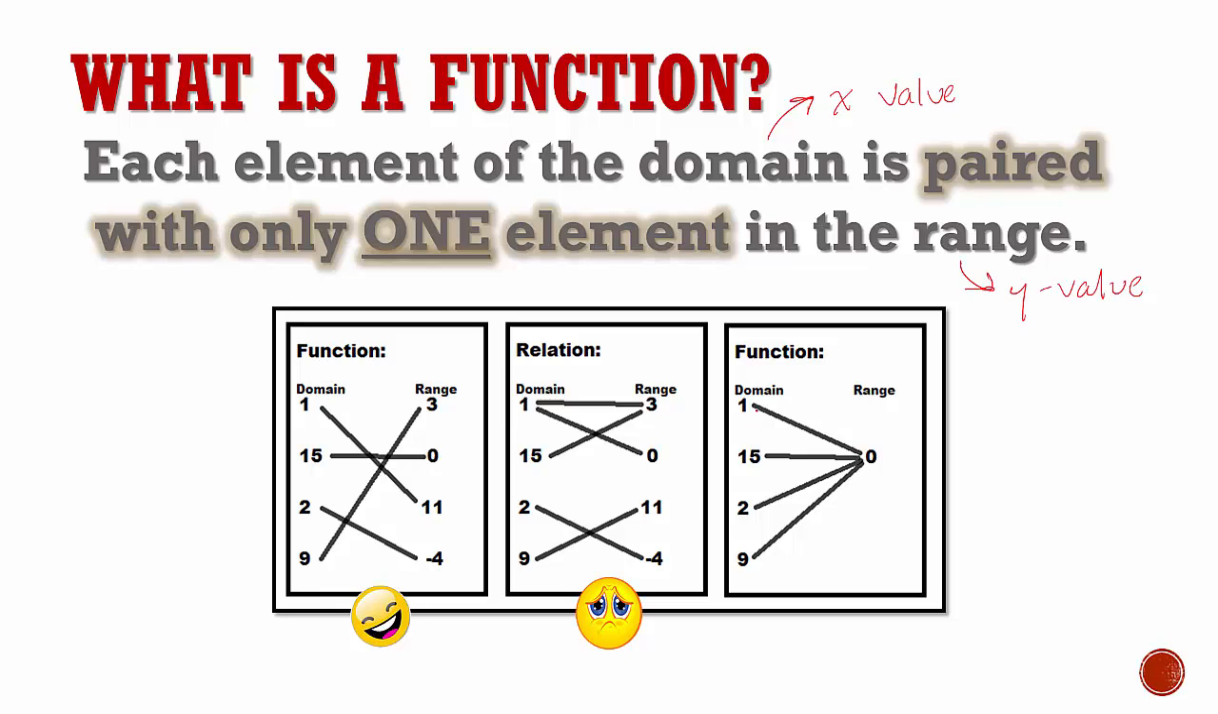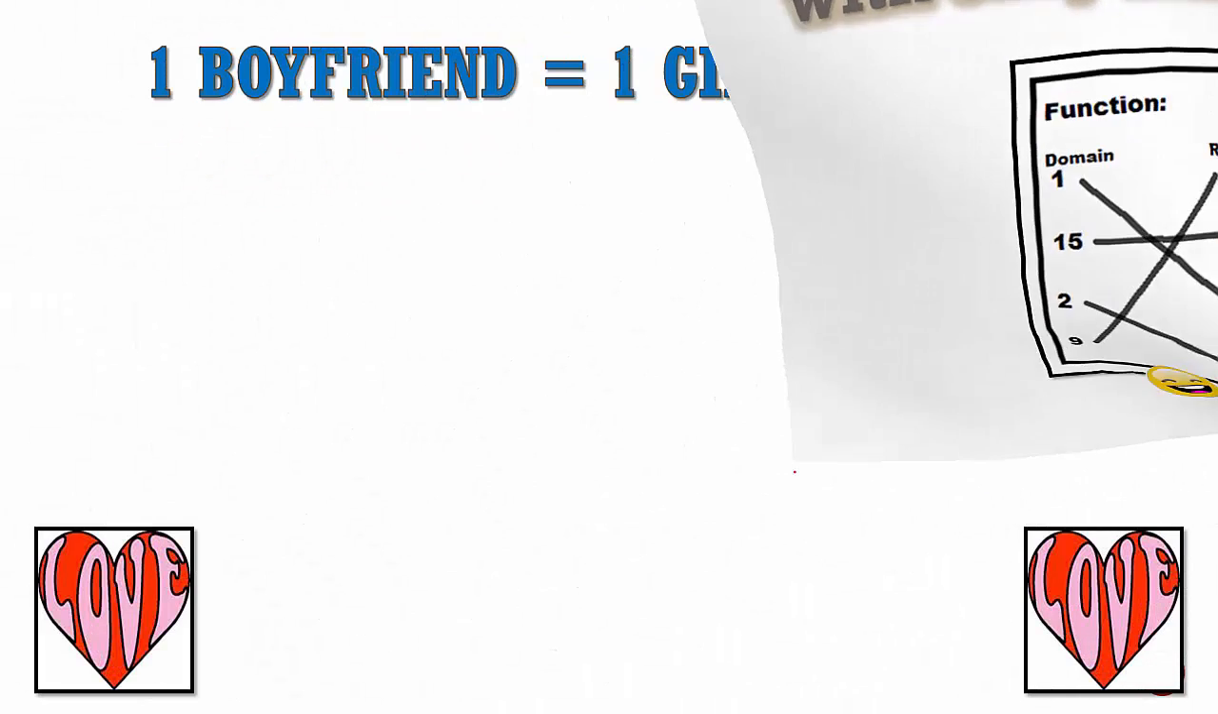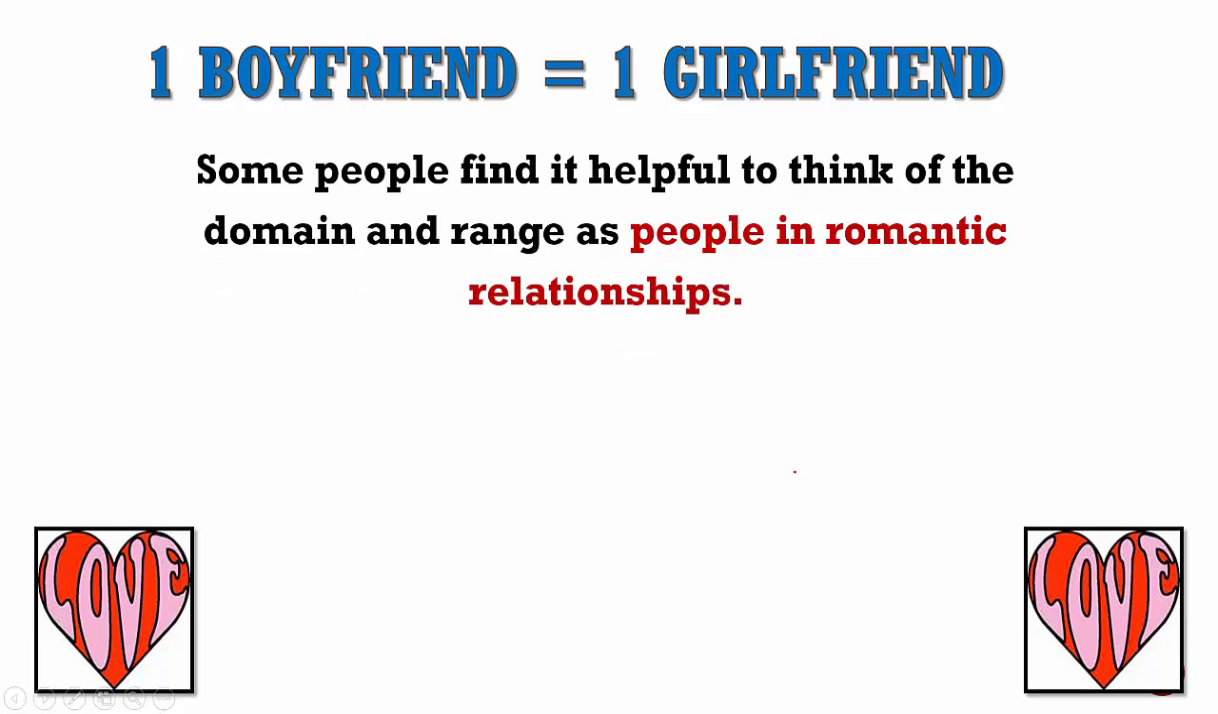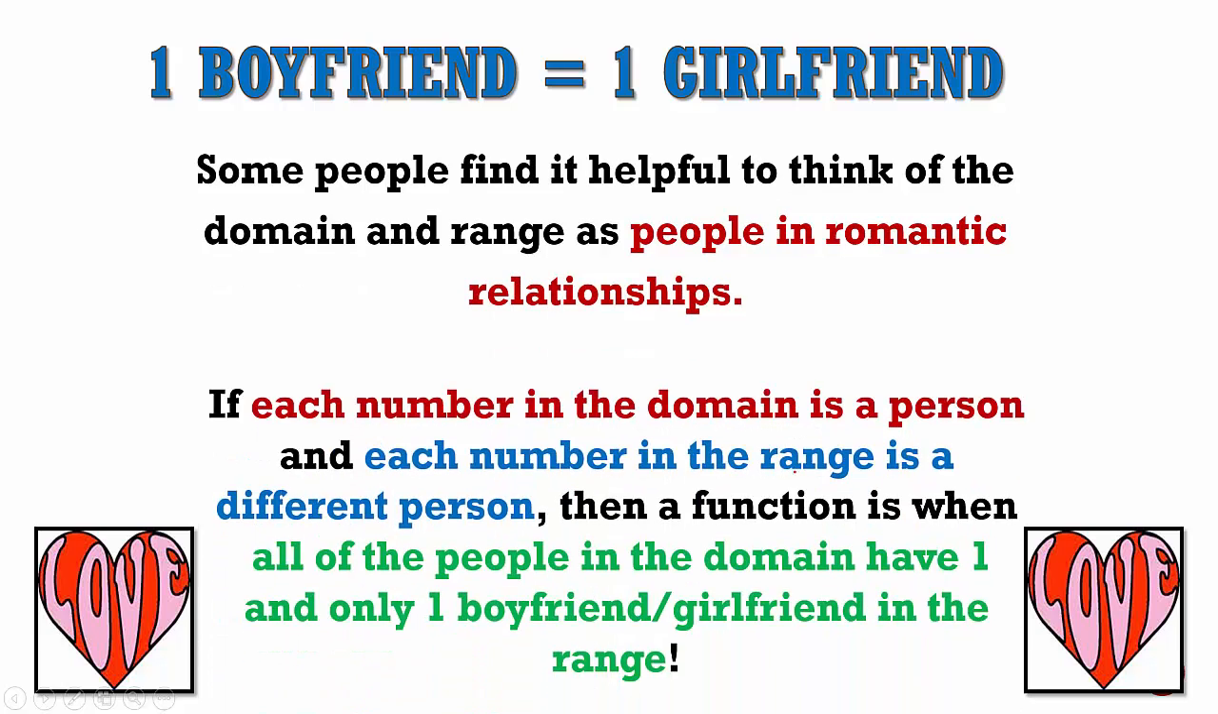And it's important to note that that only applies to the x values. We could have 1, 15, 2, and 9 and all have their y values be 0 or their range, and that's okay. So that is a function. But it's only when there's more than one y value for a single x value. Alright, so a lot of the easiest way to explain this is one boyfriend to one girlfriend. Some people find it helpful to think of the domain and range as people in a romantic relationship.